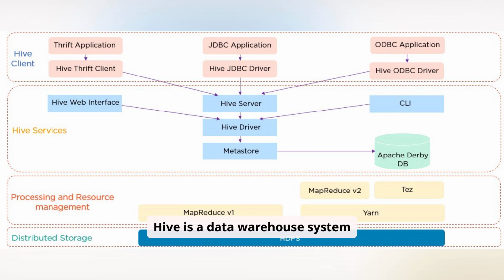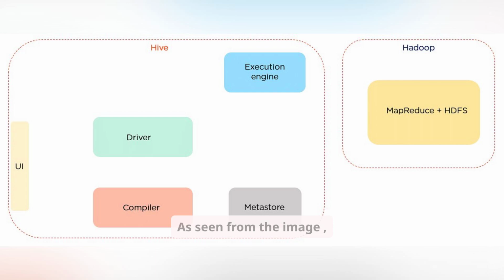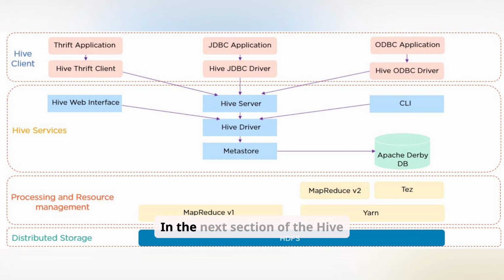Hive is a data warehouse system that is used to query and analyze large datasets stored in the HDFS. Hive uses a query language called HiveQL, which is similar to SQL. As seen from the image, the user first sends out the Hive queries. These queries are converted into MapReduce tasks, and that accesses the Hadoop MapReduce system. In the next section of the Hive tutorial, let's now take a look at the architecture of Hive.